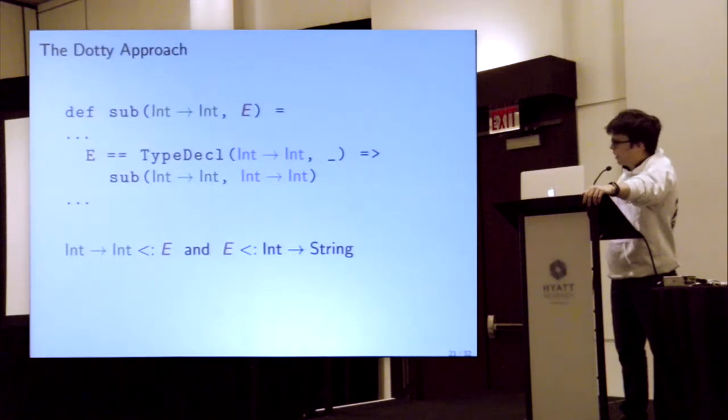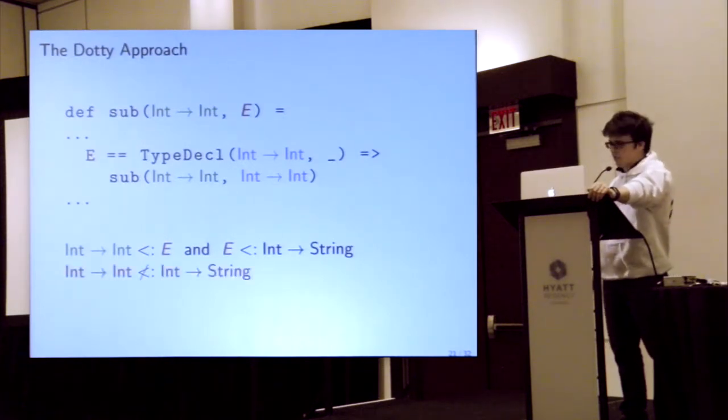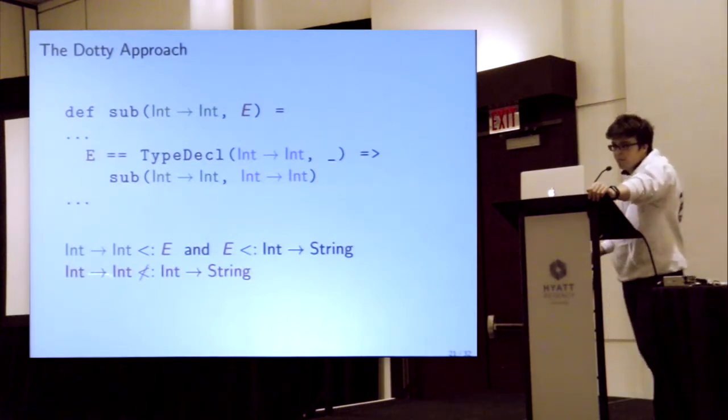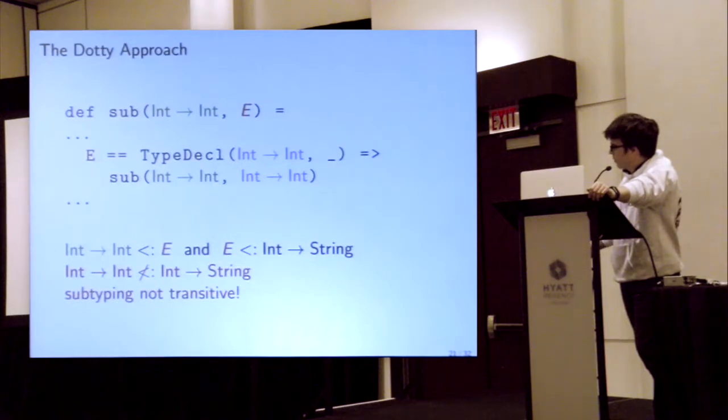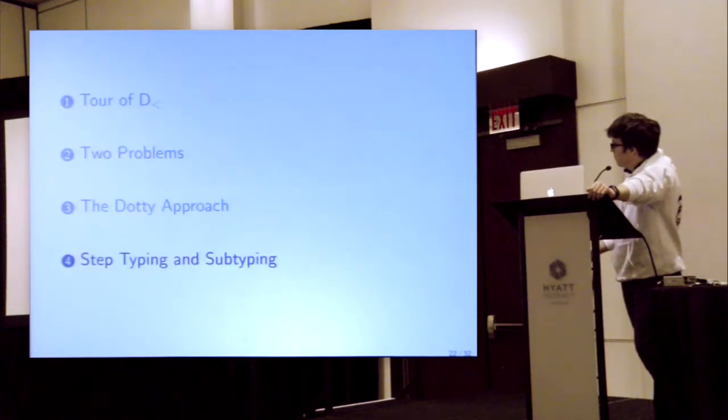And a similar, mirror or symmetrical case in the type checker will give us that E is a subtype of int goes to string. But we also saw in the previous example that int goes to int is not a subtype of int goes to string. So subtyping is not transitive in Dotty.